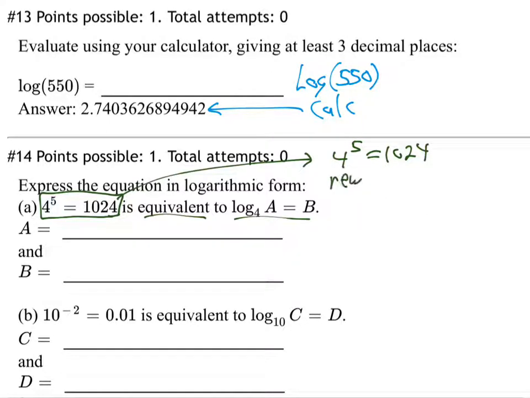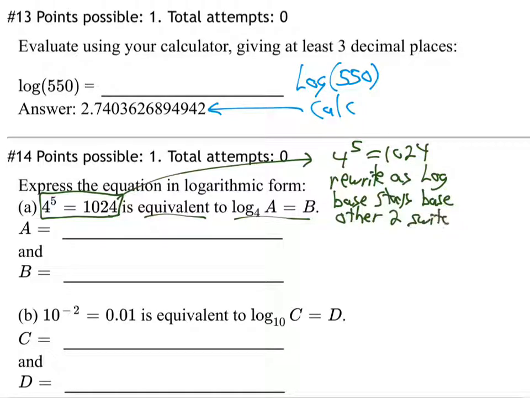So now rewrite as a log. What happens when you rewrite something as a log? You remember. The base stays the base. The other two switch. The base stays the base, the other two switch. So when I bring in the log word that wasn't there before, the base stays the base, which means low down, the bottom of the log. The other two, these guys, switch. Instead of 4 to the 5, it's 4 to the 1,024, and the 5 goes over there.